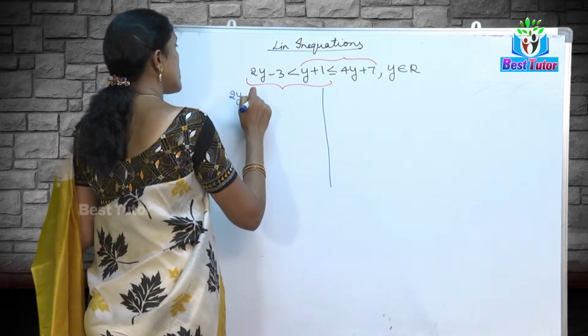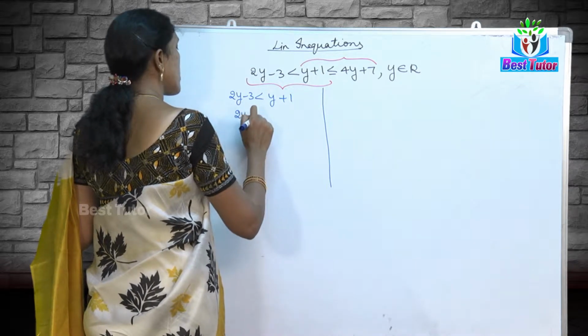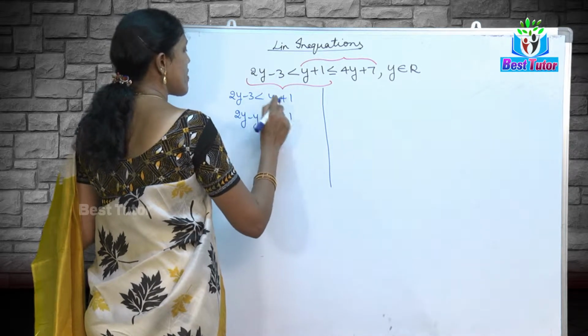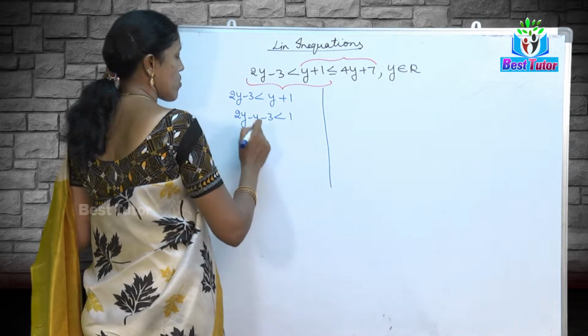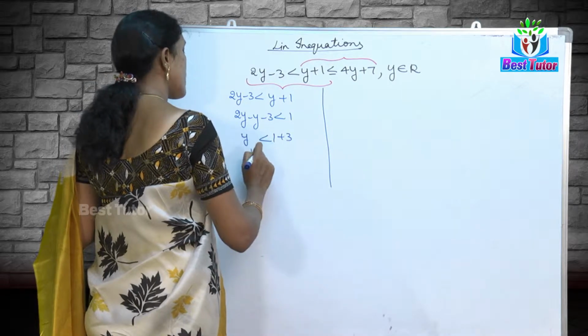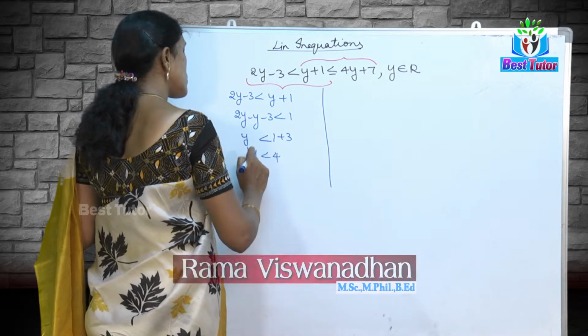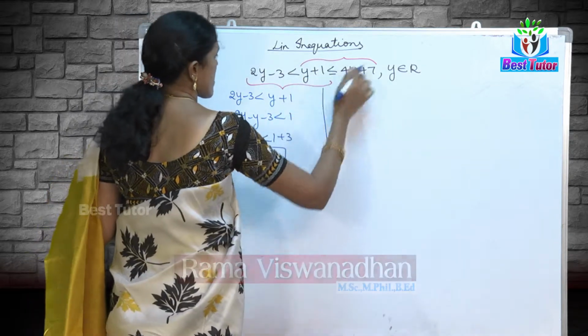2y minus 3 is less than y plus 1. 2y minus y minus 3 is less than 1. We have transposed this to the other side. So we have y, 2y minus y is y. Minus 3, if we transpose that side, it will become 1 plus 3. y is less than 4. So this is the solution for the first of the inequations. Now the second one.